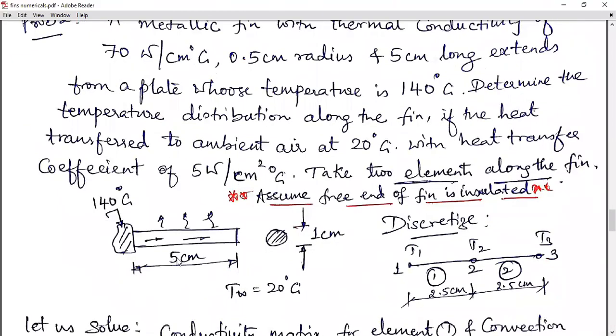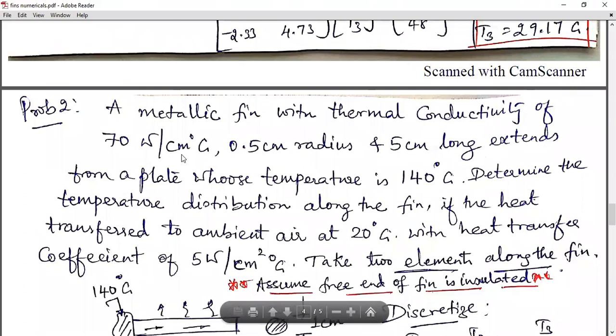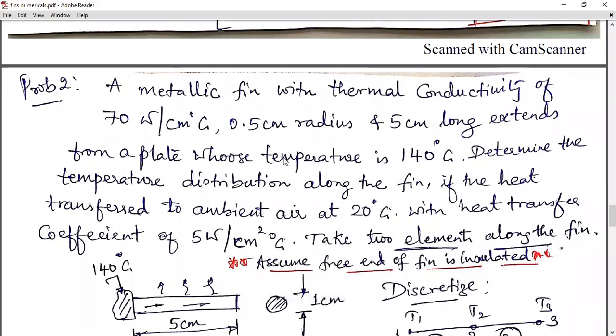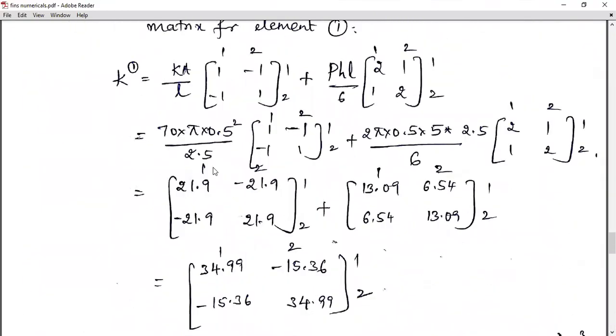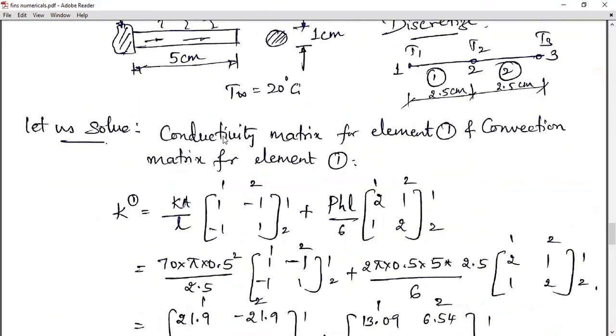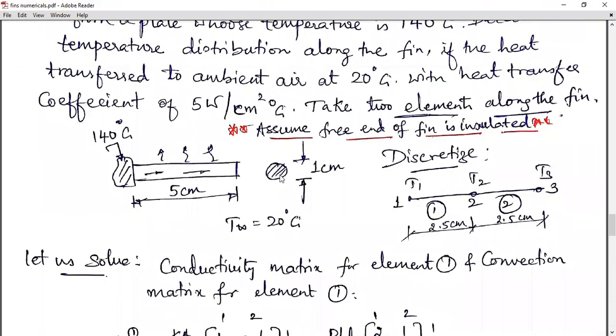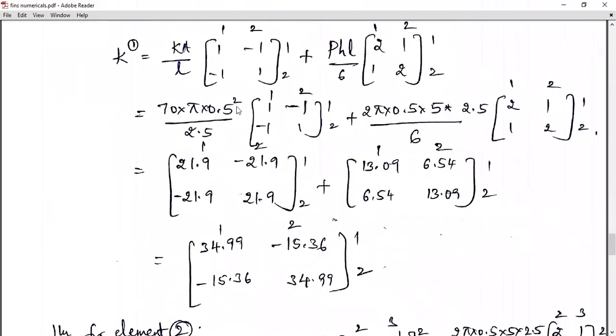70. Again, centimeters are there, so you do not bother about the units. Thermal conductivity, dimensions, everything are in centimeters. So you substitute. Area is there. It was the cross-sectional area. It was rectangular, it is here circular. So it is pi r square. Since diameter is 1 centimeter, r is 0.5 centimeter.